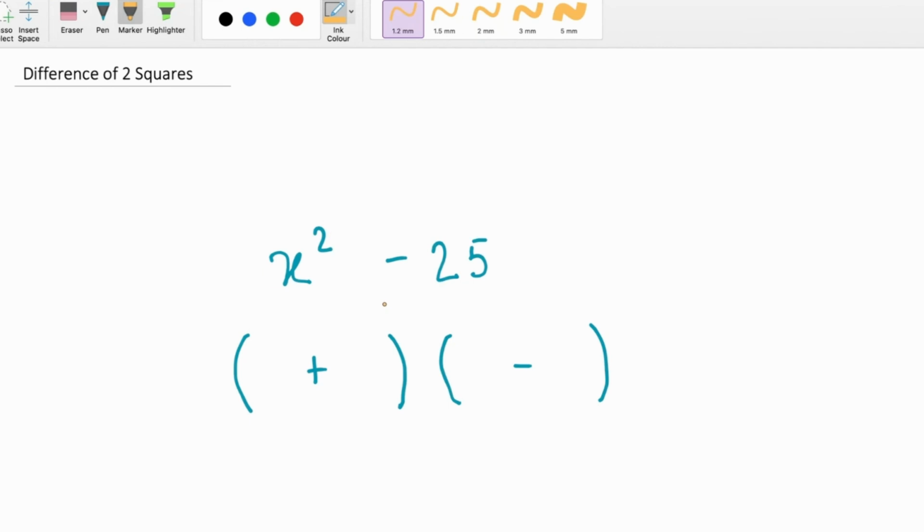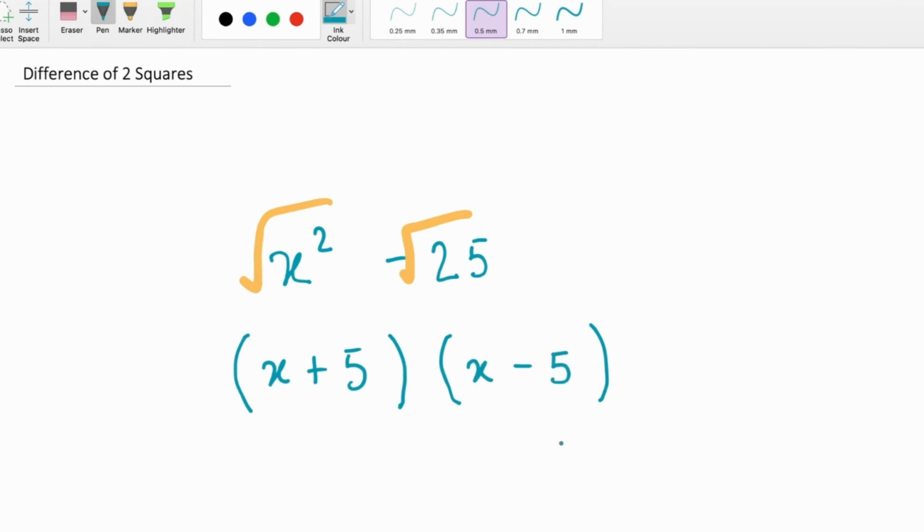So let's go ahead and square root both of these. The square root of x squared gives us x. So that's going to be our first term. The square root of 25 gives us 5. So that will be our second term. And as we said previously, these two terms are just going to repeat in the second bracket. So we'll have x and 5 over here. And the only difference between both of these brackets is the difference in sign. We have a plus and we have a minus. And it's as simple as that.